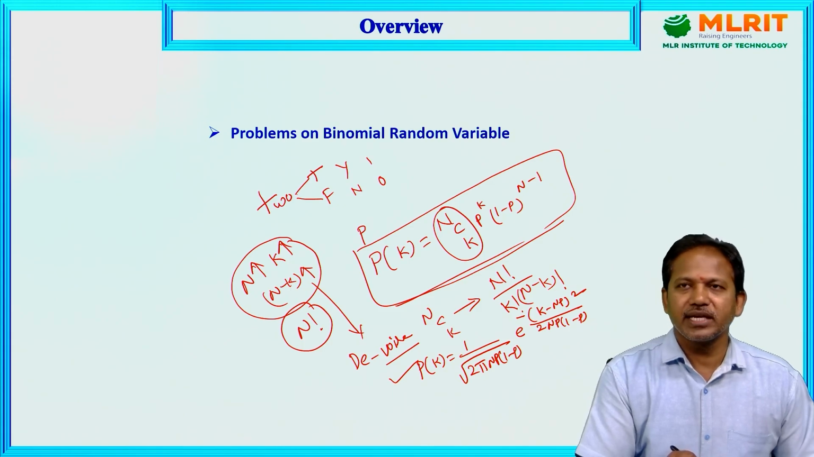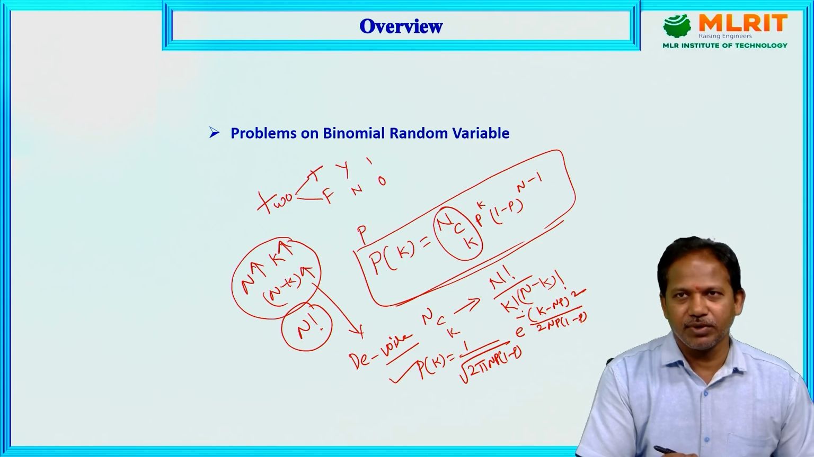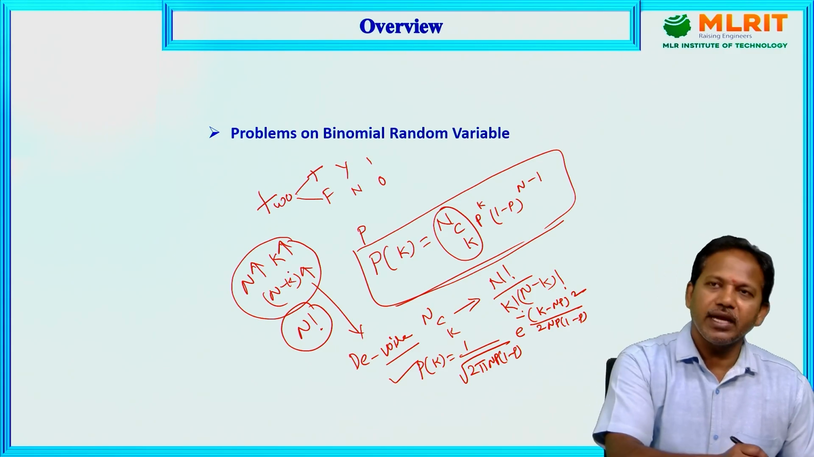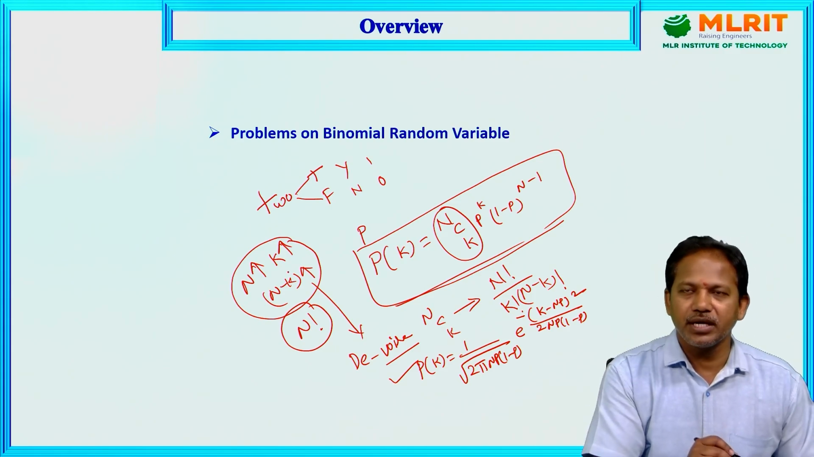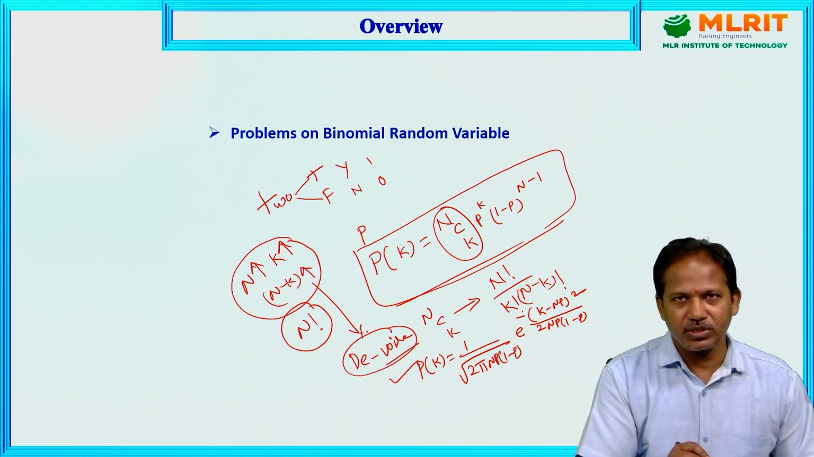We already know the second one also, which is used for the Poisson approximation, using the Poisson probability distribution density function. In that case, n is very large and p is very small. But in this case, n is very large, k is very large and n minus k is very large, so we use the de Moivre Laplace approximation.